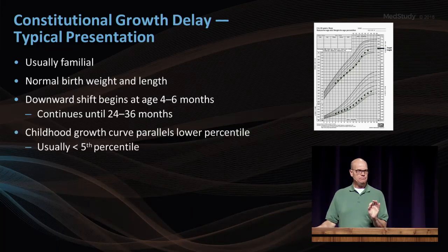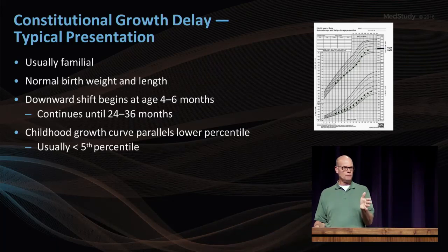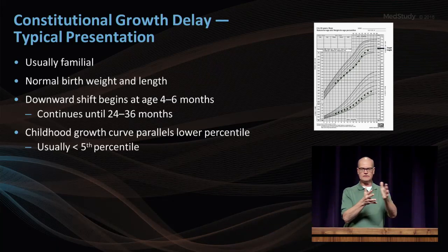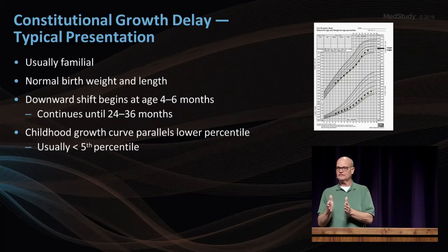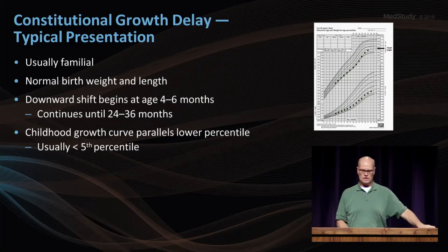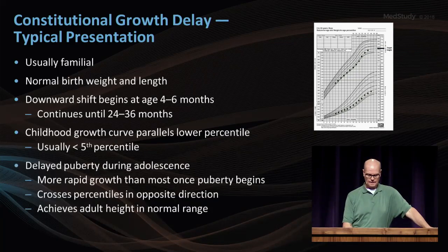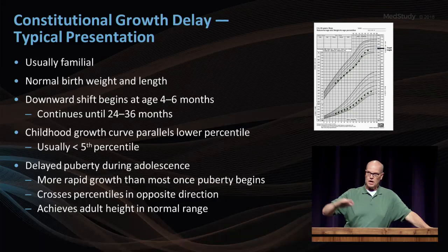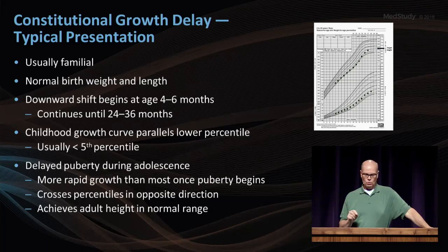Then typically parallels a lower percentile. So they start in the 25th and they drop over a period of months, hit the 5th percentile, and then they stay on that 5th percentile for several years. Puberty is delayed, but once puberty does begin, rapid growth occurs. The percentiles are crossed in the opposite direction, and typically these children, although late, will achieve adult height in normal range. So ask Dad, was he a late bloomer?